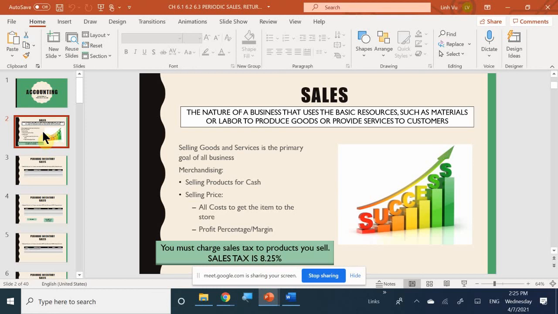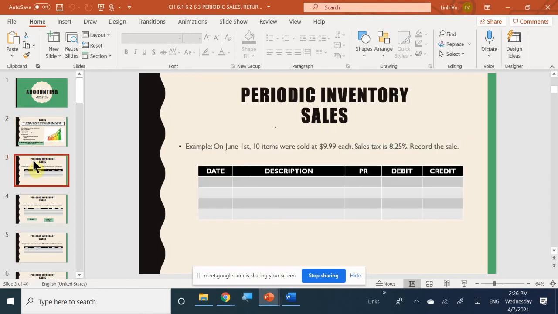But just knowing that the selling price is going to consist of those two factors, the cost of goods sold, so as long as you cover your cost and then make some money on top of that. We also have to assume that if we're selling our products, we need to charge sales tax. In this case, we're going to sell our items at $9.99 each. Pretty straightforward.